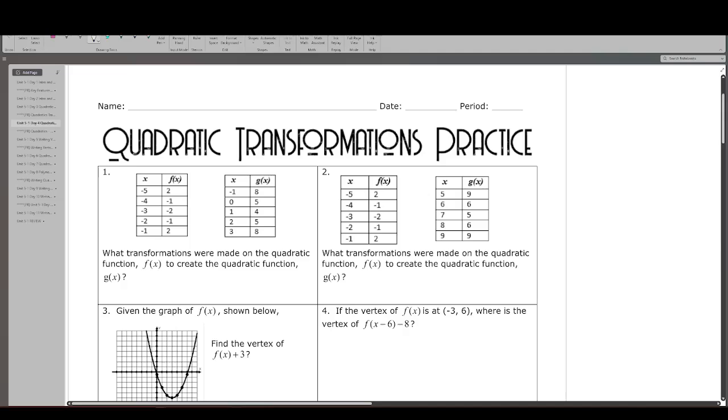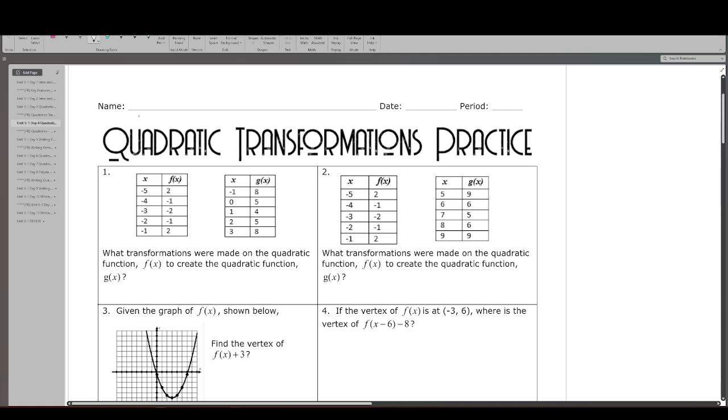Today we're doing some additional practice with quadratic transformations and looking at them in different formats. One thing that we don't get enough practice with is looking at numbers defining a function in a table. So we're starting off today with a couple of table examples.